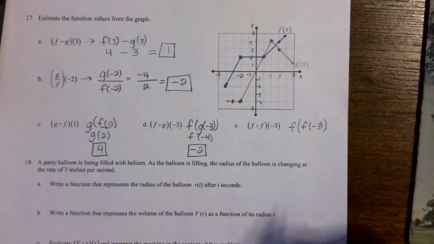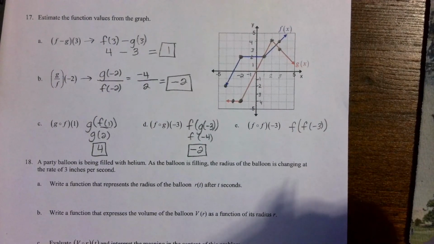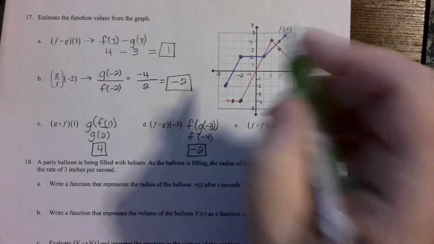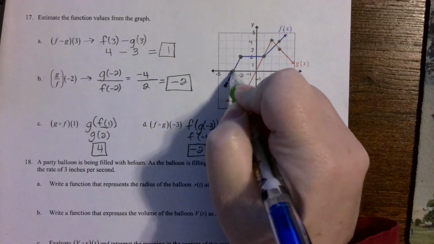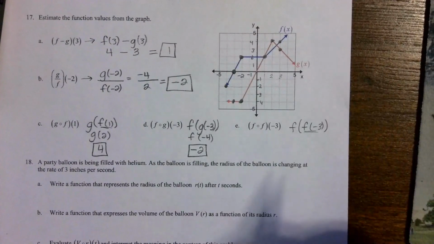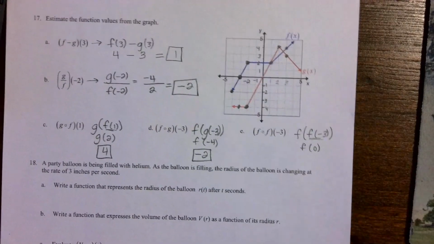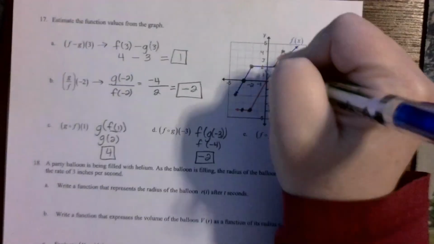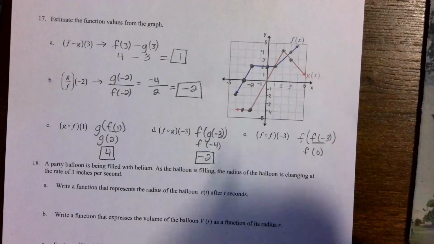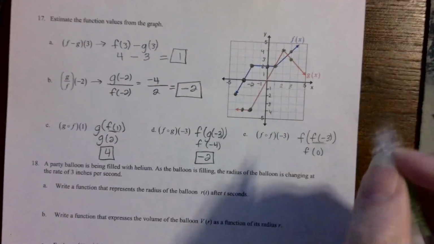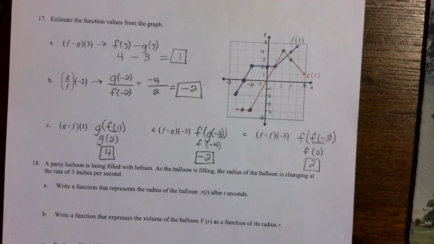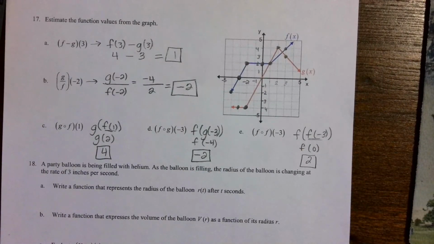So this one's f of negative 3. So first we have to figure out what f of negative 3 is. Well, negative 3, oh, look at that. F of negative 3, the y value is just equal to 0. And then what's that blue function at when x is equal to 0? It's right here at 2. So you get 2 as your positive answer.